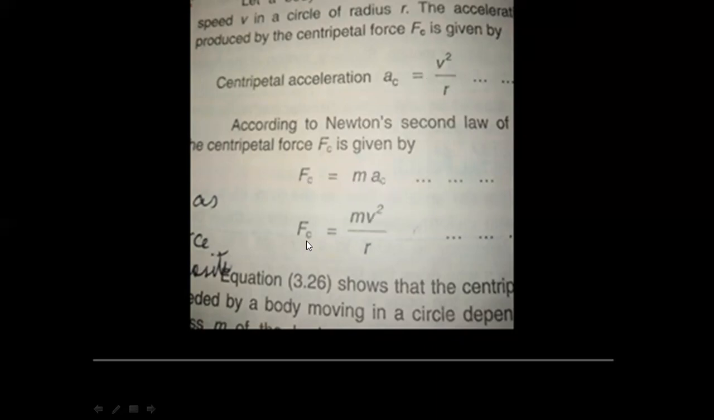Now, this is the equation for finding the magnitude of centripetal force. What's the formula for finding centripetal force? That is equal to the product of mass and the square of velocity, divided by the radius of the circle. We come to know from this formula that centripetal force depends upon three things. One is the mass, second is the velocity, and third is the radius of the circle. Okay. So this is the formula for finding the magnitude of centripetal force.